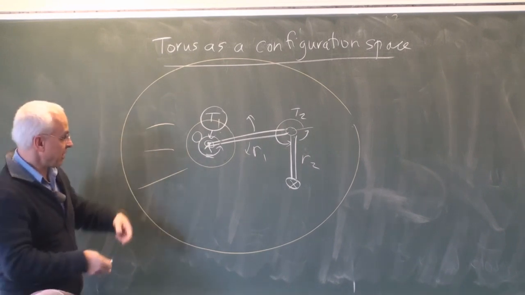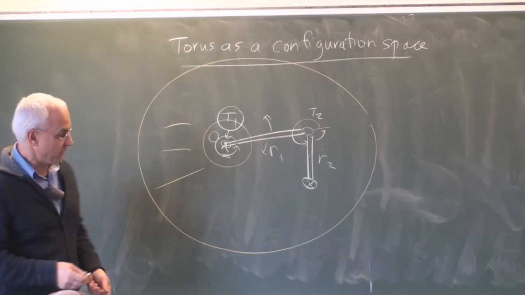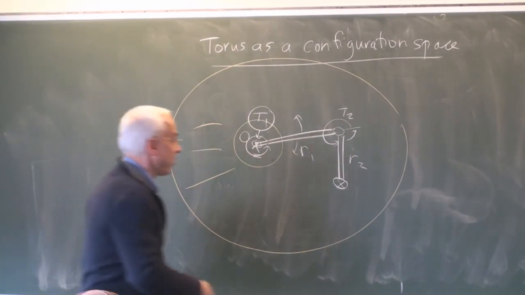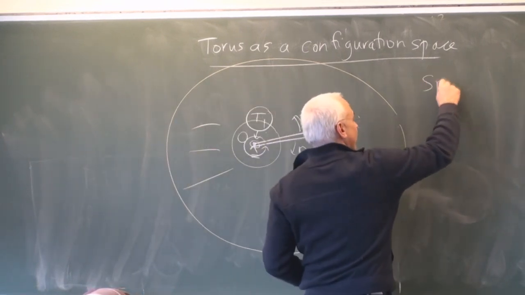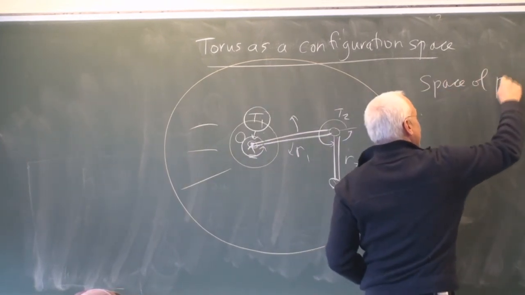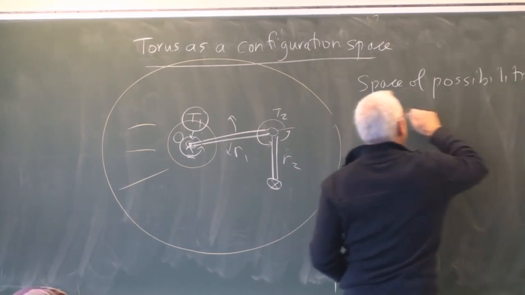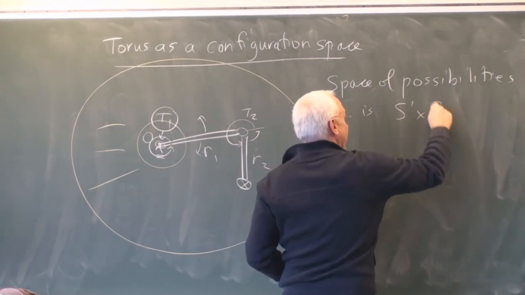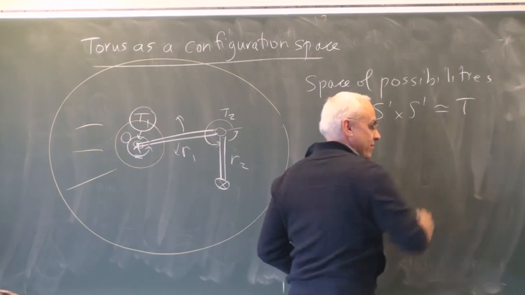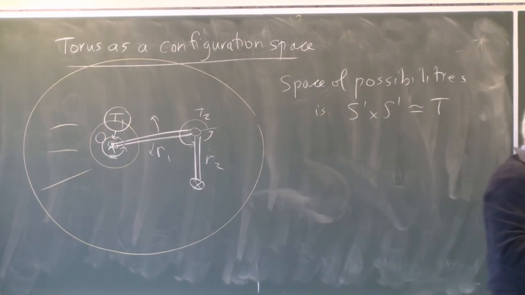And these turning numbers are essentially in a circle. And so as far as all the possible configurations of this robot are concerned, the configuration space, or the space of possibilities, is S1 cross S1, which we recognize as our torus.